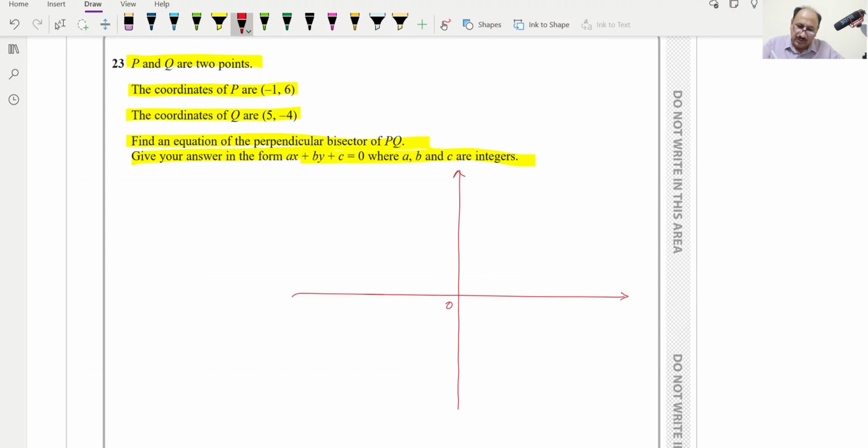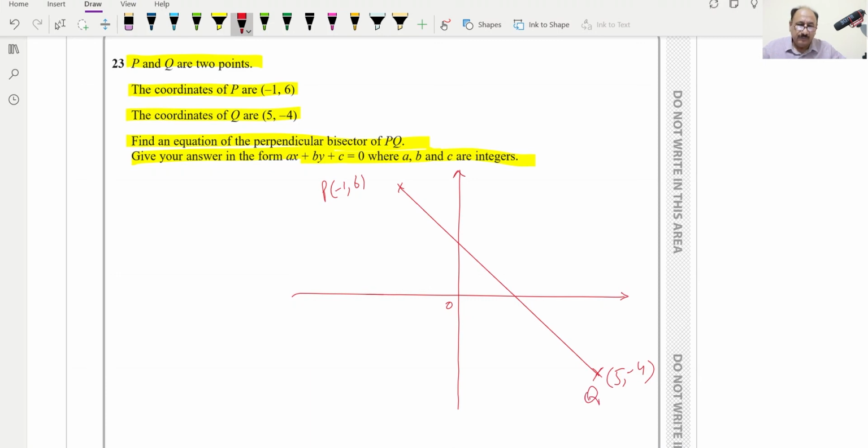So minus 1 x value and 6, say this is minus 1 and 6, and we can write P minus 1 and 6, and the second point is 5 and minus 4. So 5 and minus 4 we can take over here. So this is like 5 and minus 4. Now we will be joining these 2 points, and this is the line PQ. This is the PQ line we have drawn.